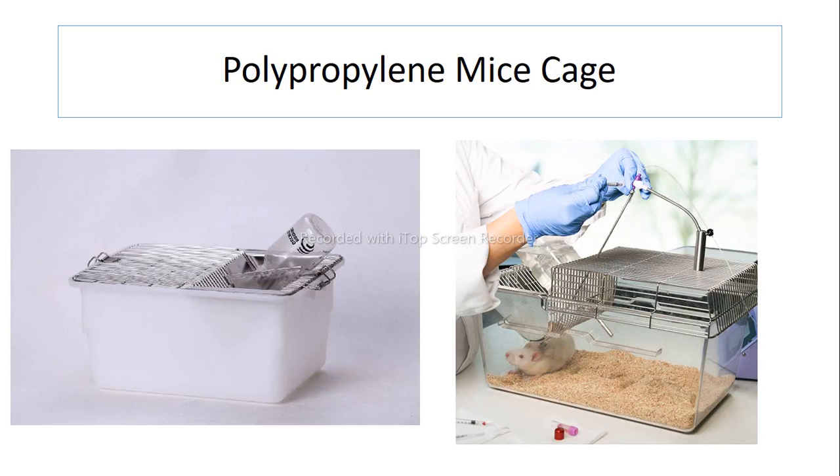Next is the polypropylene mice cage. This is a white cage made up of polypropylene. That's why they are called polypropylene cages. This can be used for mice or rats, depending on availability.